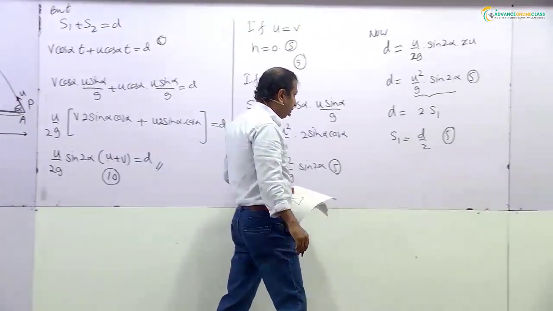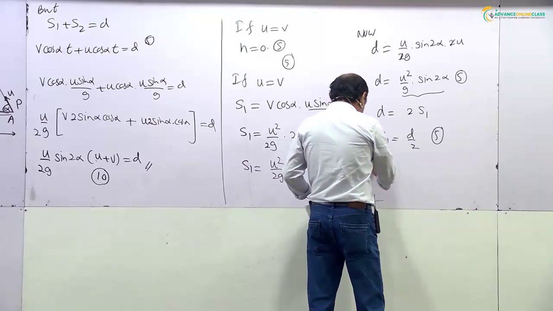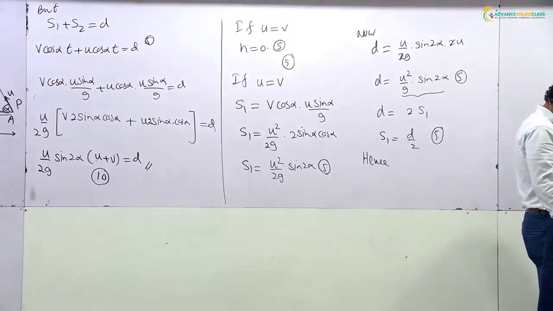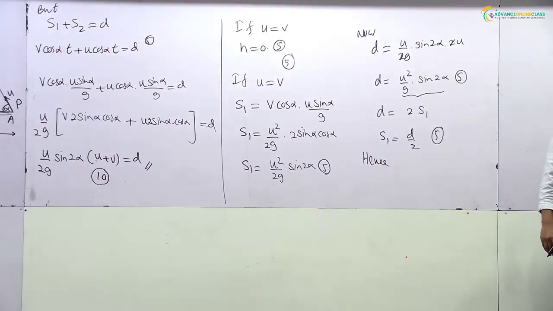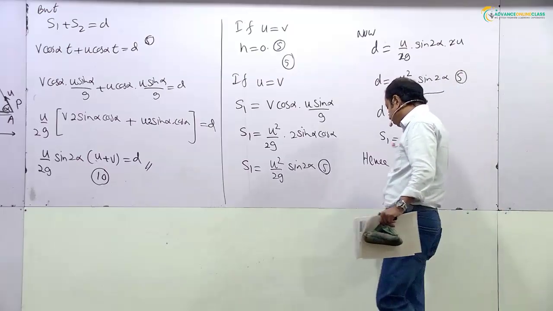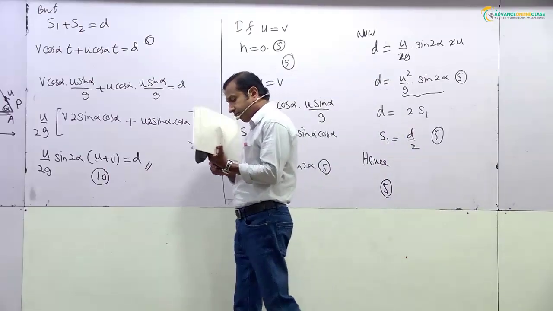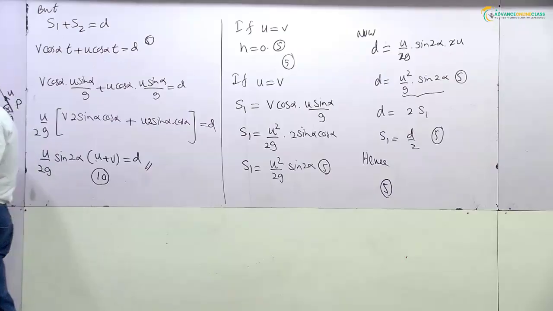Then you can write the final answer in words. Hence, collision takes place vertically above the midpoint of OA. For that, you get 5 marks. That's question number 3.